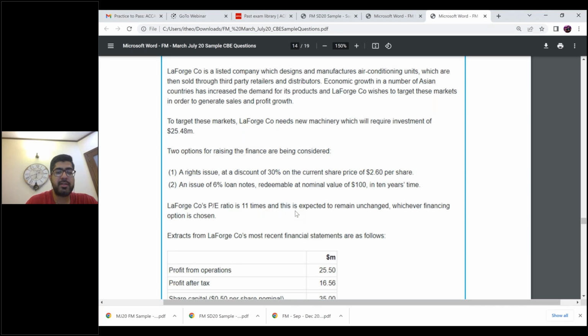Laforge's PE ratio is 11 times. This is expected to remain unchanged whichever financing option is chosen. Whatever option you choose, your PE ratio remains constant at 11 times. Extracts from Laforge's most recent financial statements are as follows.